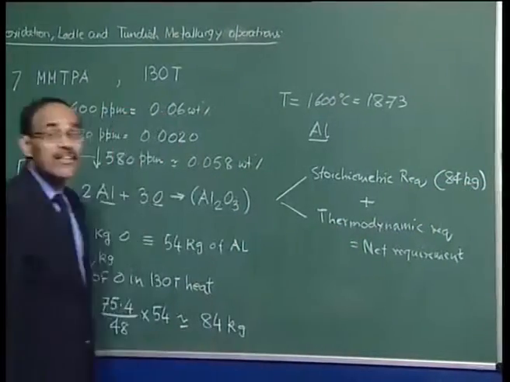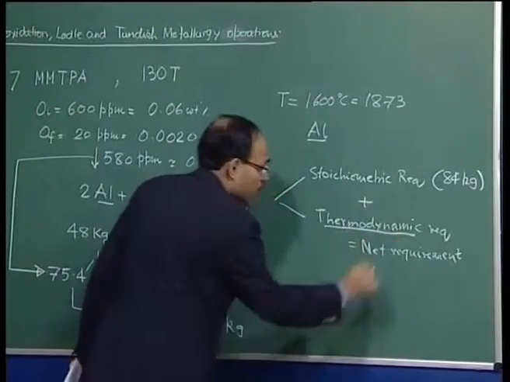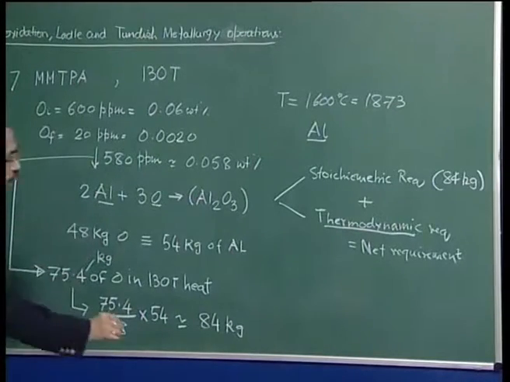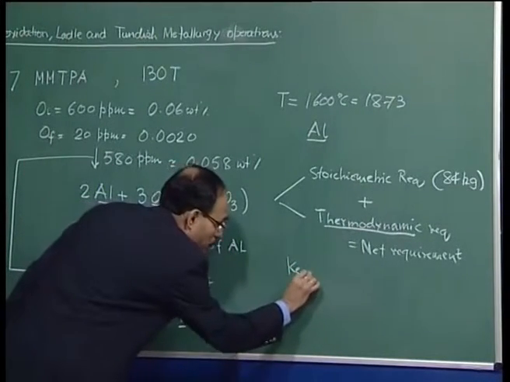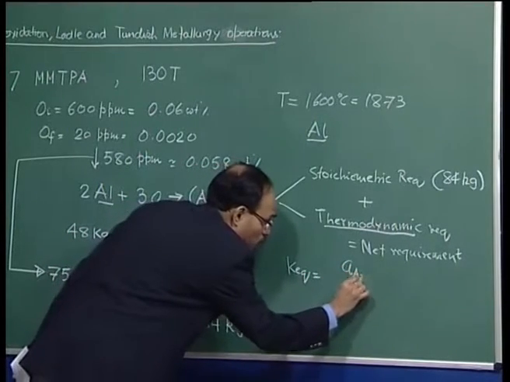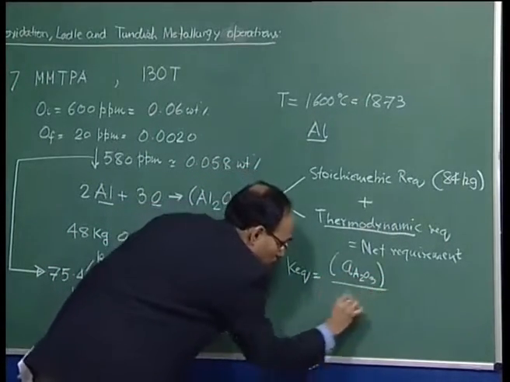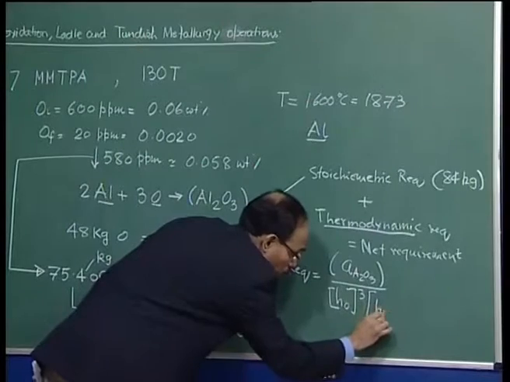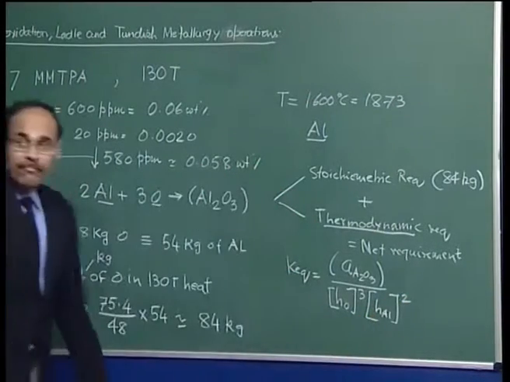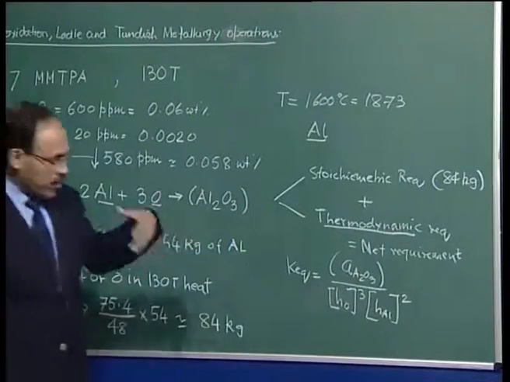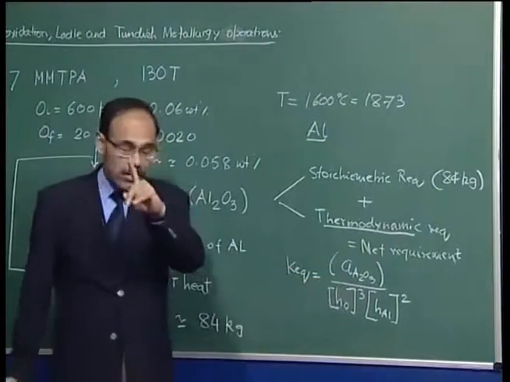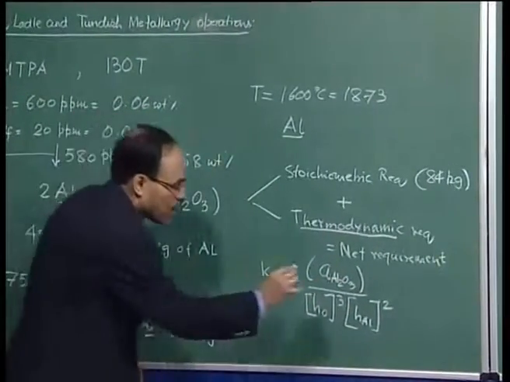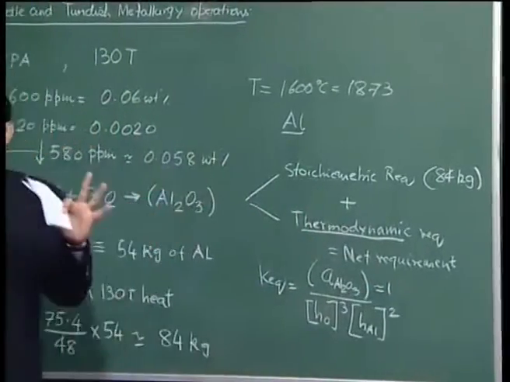Now, we have to calculate the thermodynamic requirement, and it can be found out by considering the equilibrium of this particular reaction. If you write the equilibrium constant, we are going to say activity of Al2O3 in the oxide phase divided by, if we assume Henrian activity, activity of oxygen cubed and activity of aluminum squared. We can assume here, for the sake of simplicity, that the activity of alumina, Al2O3, is equal to 1, that is, we are considering a case of simple deoxidation.